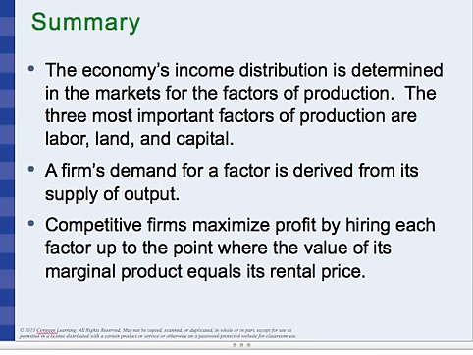The economy's income distribution is determined in the markets for factors of production, again, things you need to produce things. The 3 most important factors of production are labor, land, and capital. A firm's demand for a factor like labor, land, or capital is derived from its supply of output. Okay, you need to produce more output, you're going to need more labor, land, and capital. Competitive firms maximize profit by hiring each factor up to the point where its value of marginal product equals its rental price.